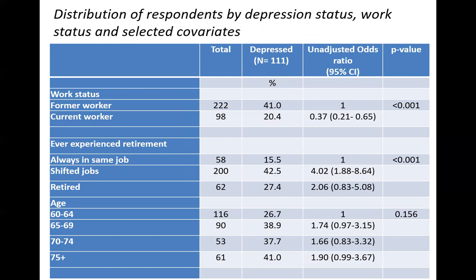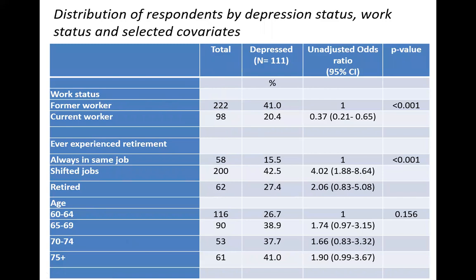This is the distribution of respondents by depression status, work status, and selected covariates. This table gives you several things. One, it gives you the total, so I can know how many are, for example, former workers, and how many have always been in the same job, the age grouping, etc. But at the same time, it gives me a bivariate analysis.